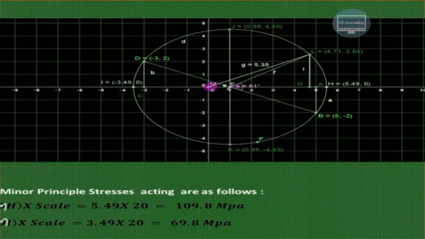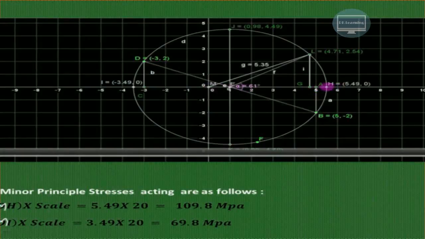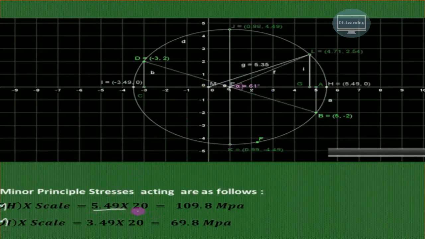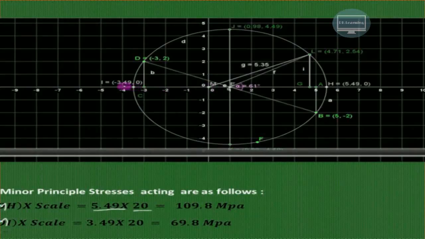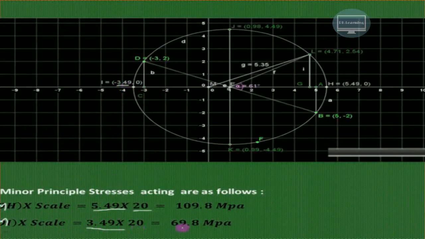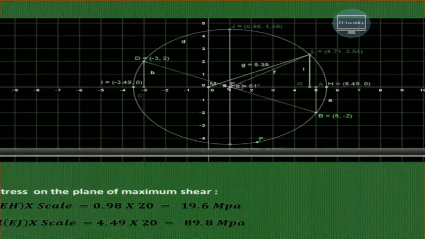So from this point M up to this point H, the distance is 5.49 multiplied by the scale. You will get the major principal stress. Similarly, from M up to this point I, the length is minus 3.49. So it indicates that it is a compressive stress. So 3.49, this value we have written over here, multiplied by the scale. So this is the minor principal stress.